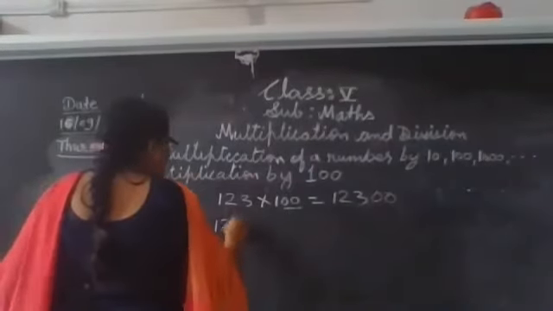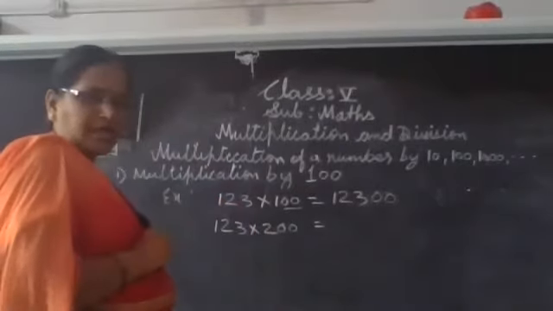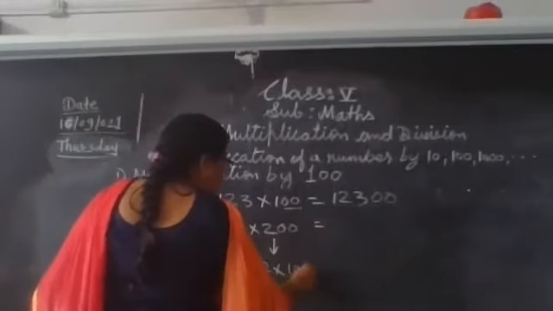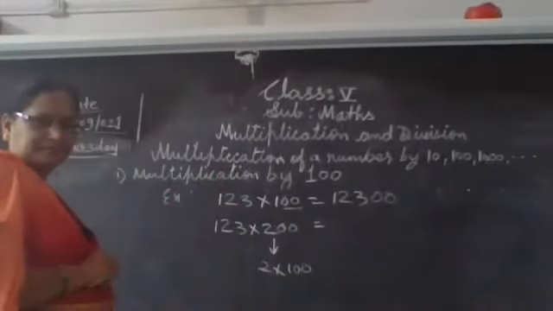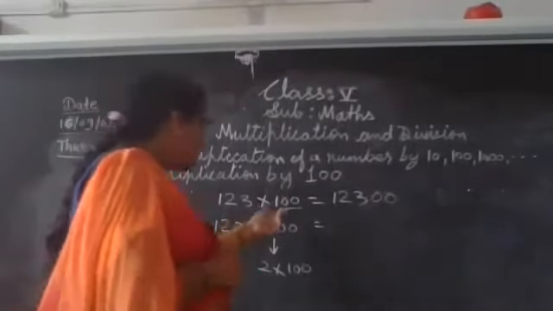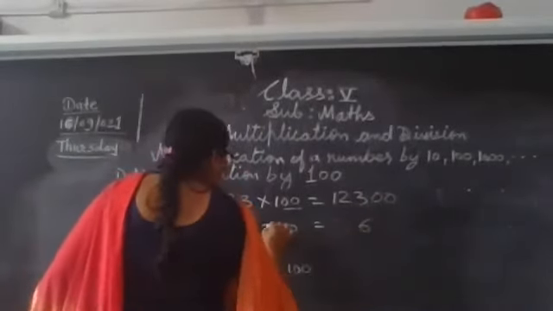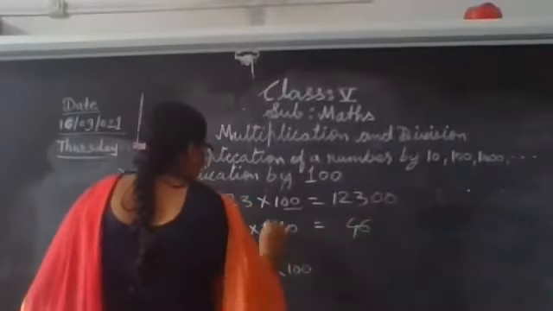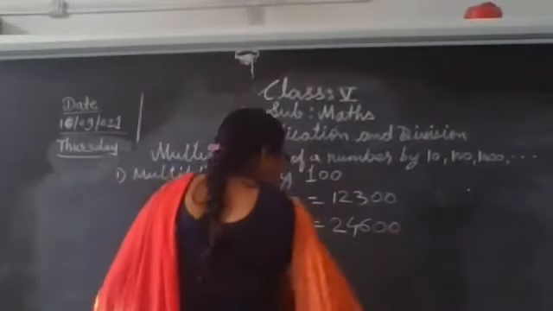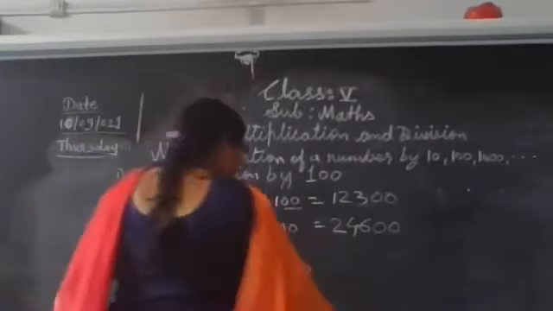Now 123 multiplied by 200. Again, how will you split this 200? 2 multiplied by 100. Okay, so multiply this 123 by 2 and then these 2 zeros. So 3 twos are 6, 2 twos are 4, 2 ones are 2, and these 2 zeros. Got it, children?